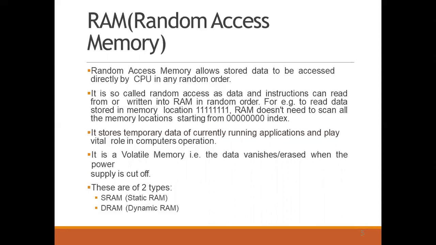Starting with the RAM. The RAM allows stored data to be accessed directly by the CPU, which we already know, in any random order. Now, what is the process? Data and instructions can be read from or written into RAM in some random order. Random order means they can read data from any memory location, like 1111 or like that. The RAM does not need to scan all the memory locations starting from 000 in index. It stores temporary data of currently running applications and plays a vital role in computer operations. So it deals mainly with the current running data.